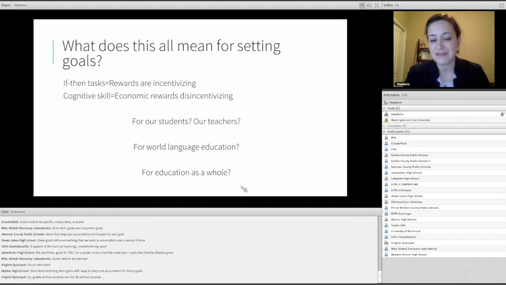So what does all this mean when it comes to setting goals for our students, our teachers, for world language education, for education as a whole? What does all of this mean? After looking at that research, take, let's see what time it is now, 4 minutes in your groups, and I'll start the timer so I don't let us go over, to chat through what that research means for our classroom. How do we promote mastery, autonomy, and purpose with our learners? How do we set goals? Big questions, but only 4 minutes to chat through it, and I look forward to your answers in the chat box in a few minutes.